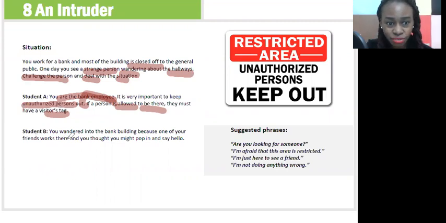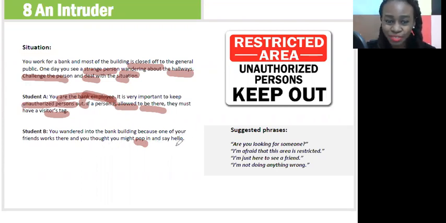İkinci kişi ne diyecek? You wandered into the bank building because one of your friends works there and you thought you might pop in and say hello. So ikinci kişi orada girmiş çünkü onun bir arkadaş orada çalışıyor ve düşündün bir gidip merhaba diyeyim. Yani pop in ne demek? Pop in bir yerde kısaca ziyaret etmek. Mesela pop in at my office. Gideceksin bir 15 dakika ve gideceksin. So düşündün bir 15 dakika girip ya da birkaç dakika girip arkadaşın selam söyleyeceksin ve çıkacaksın. O yüzden girdin bu izinsiz bir yer.